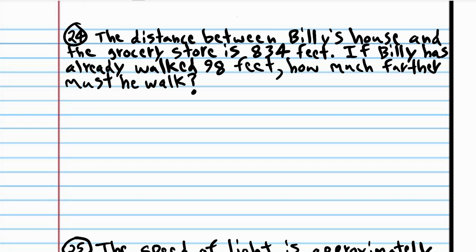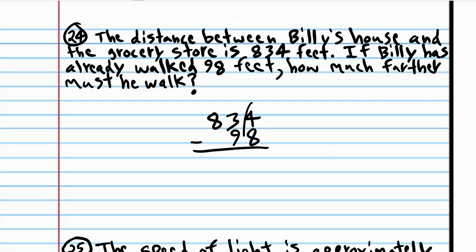All right, we're back. So we want to figure out how much more you add to 98 to get to 834. In order to do that, you subtract. Make sure that you line up the numbers. Again, with subtraction and addition, you line up the numbers. With multiplication, not that important. With division, it's important.